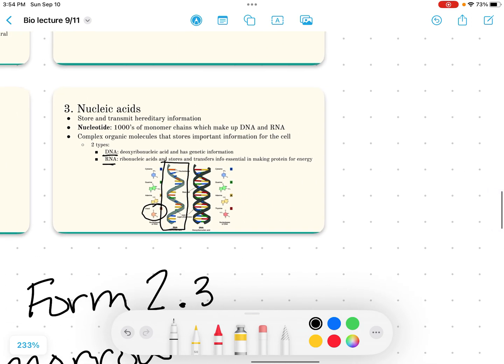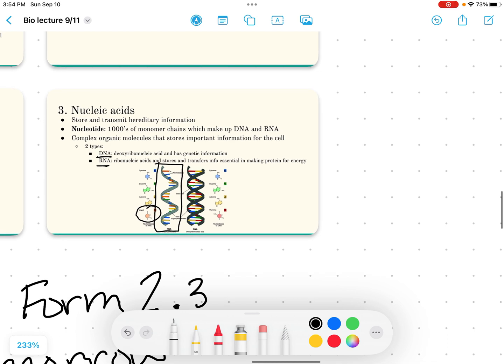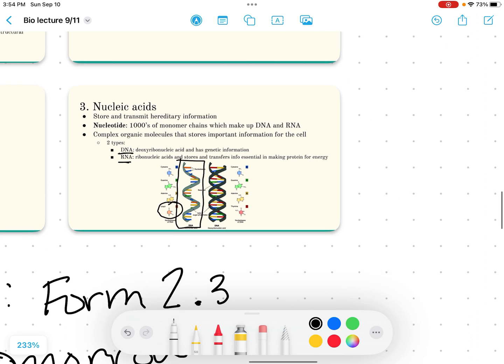Then we get into our third, which would be nucleic acids. So those are your DNA and RNA. DNA is deoxyribonucleic acid, and it gives you all your genetic information about who you are and how you work. RNA is ribonucleic acid, and it's basically there to help us create proteins for energy that our body needs.